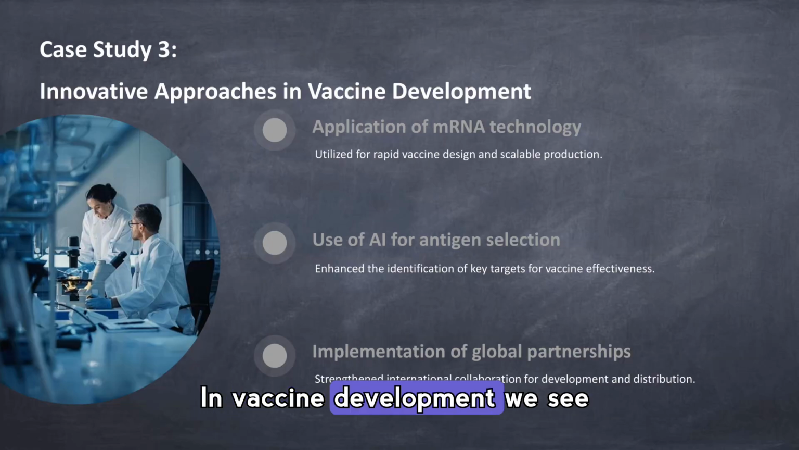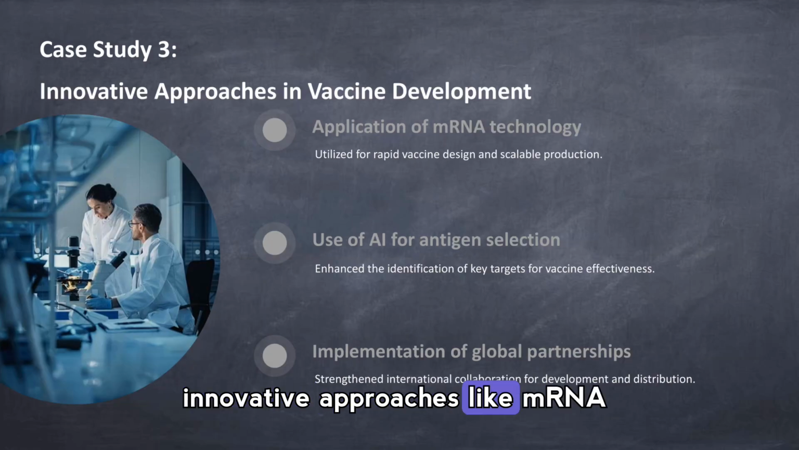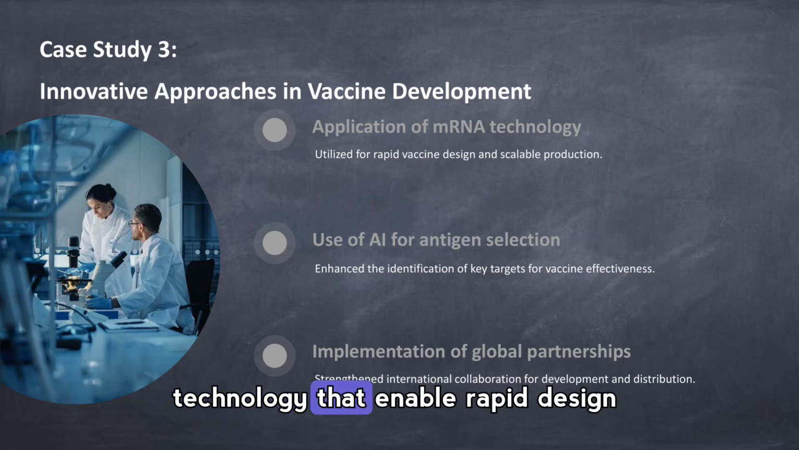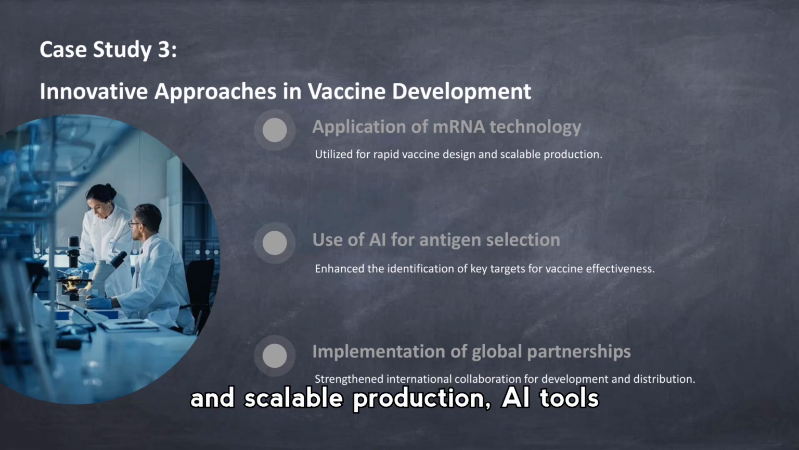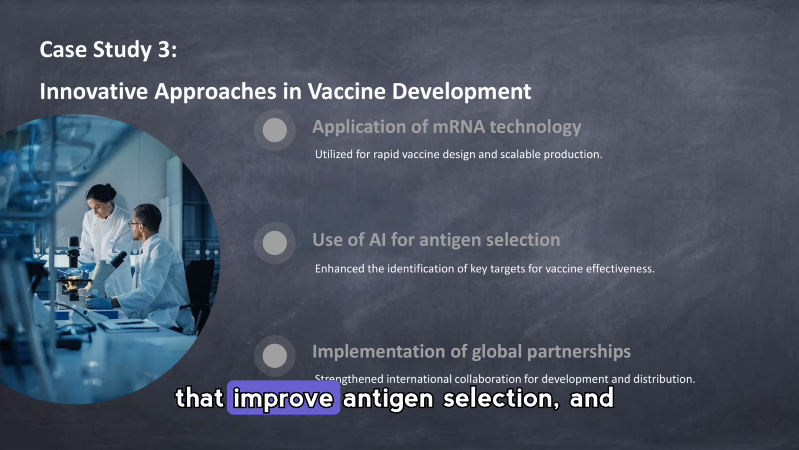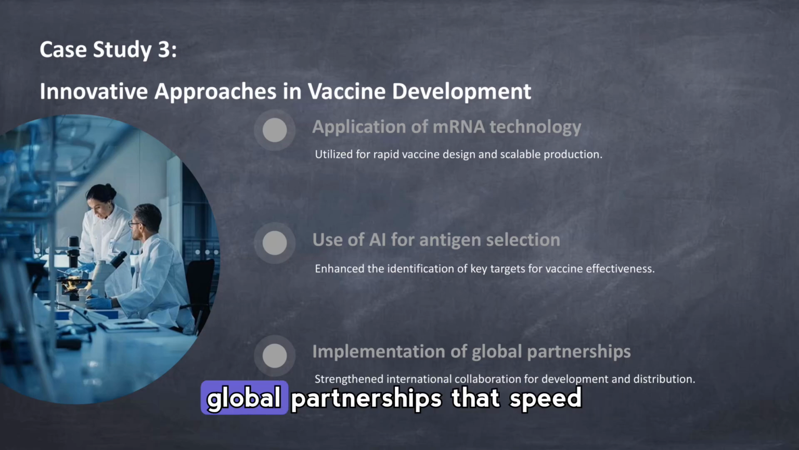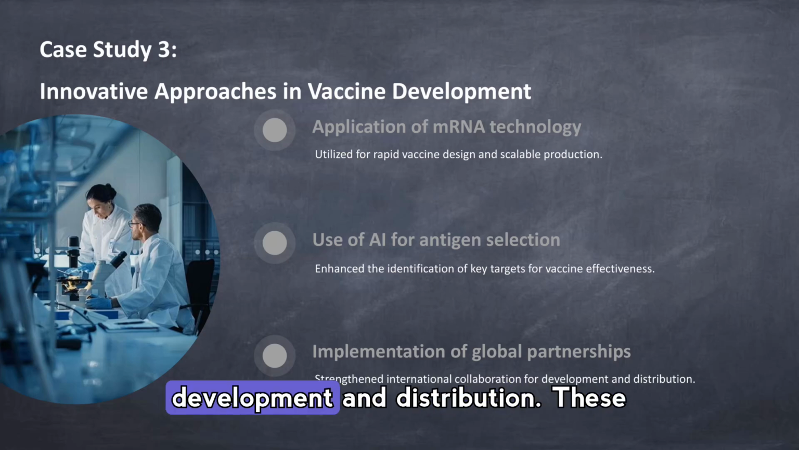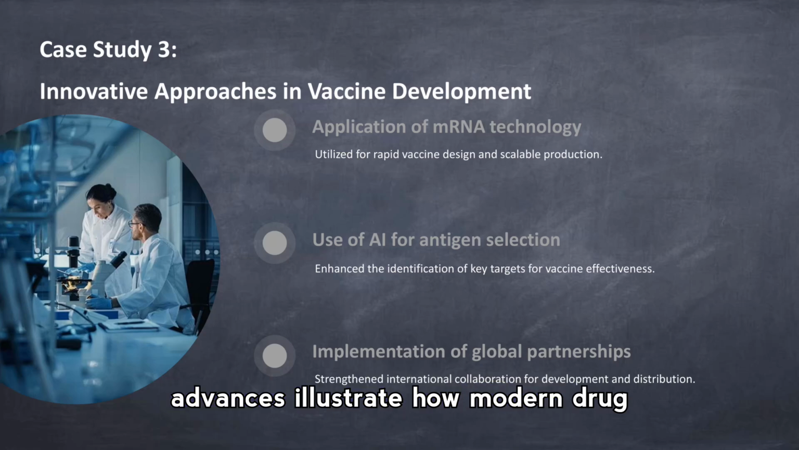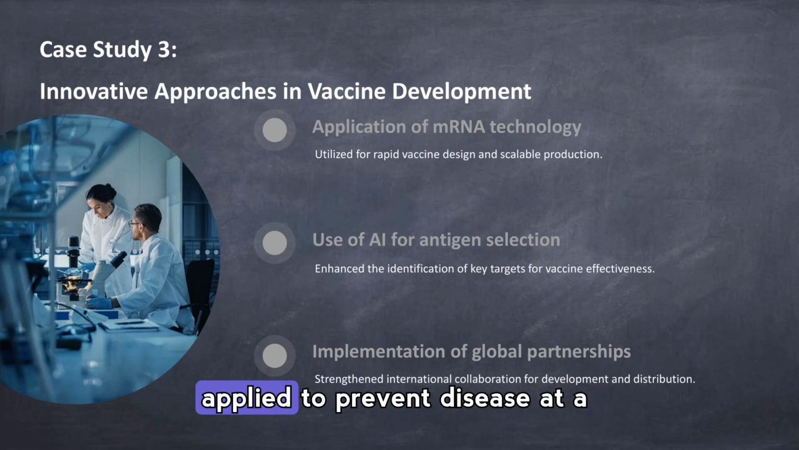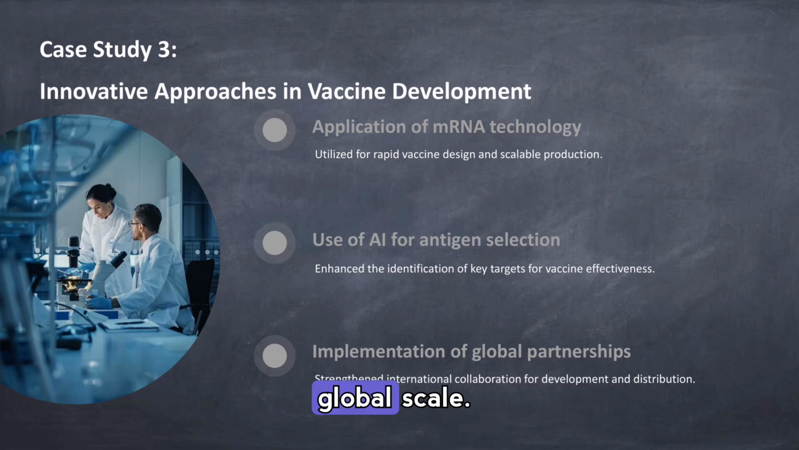In vaccine development, we see innovative approaches like mRNA technology that enable rapid design and scalable production, AI tools that improve antigen selection, and global partnerships that speed development and distribution. These collaborative, technology-driven advances illustrate how modern drug discovery approaches can be applied to prevent disease at a global scale.